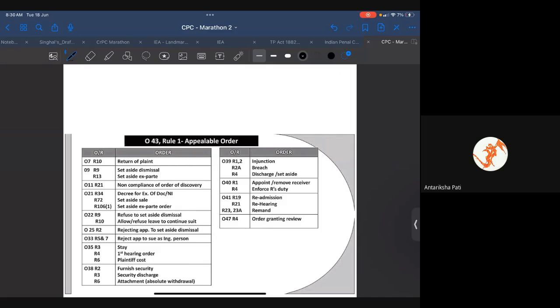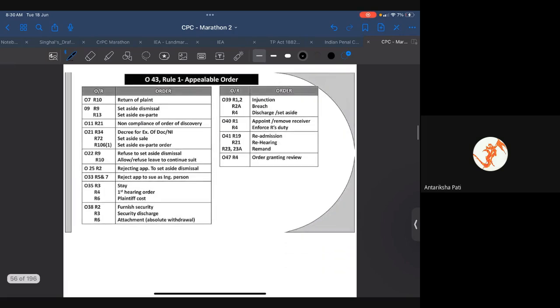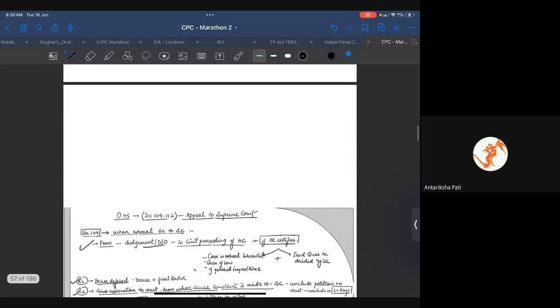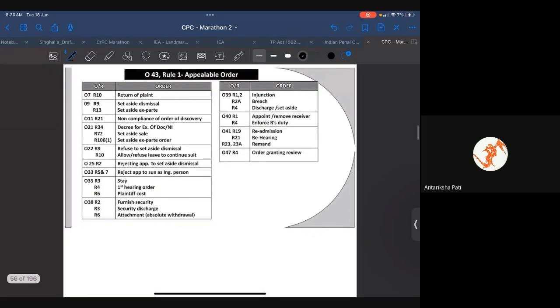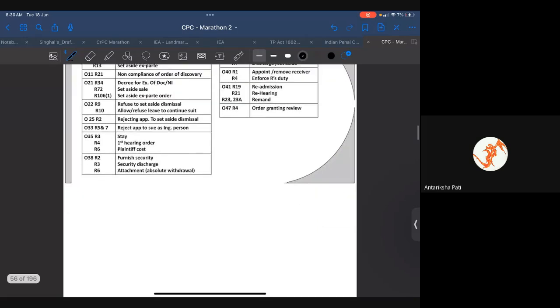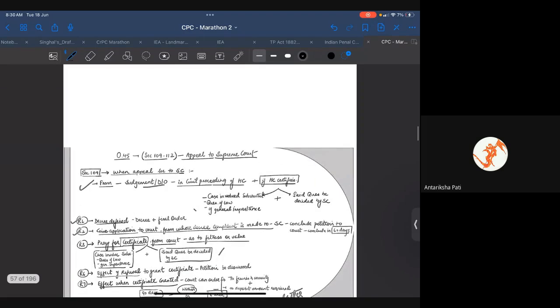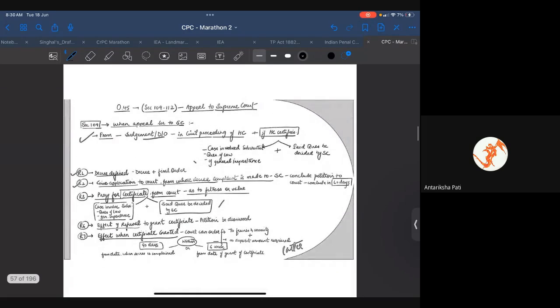aside dismissal, allow, refuse to leave to continue suit, rejecting appeal. All of this you may see on furnishing security, discharge, injunction, breach, appointment of receiver, readmission, order granting review. All these are appealable orders and appeal may be made against such orders. Now you have to remember that all decrees are appealable, but orders will be made appealable only if it is provided. Okay, orders are not appealable by their nature. Only if it is provided, then only they are appealable.